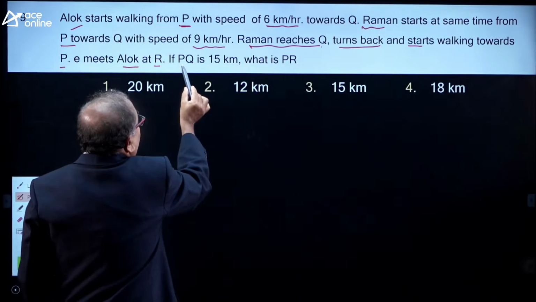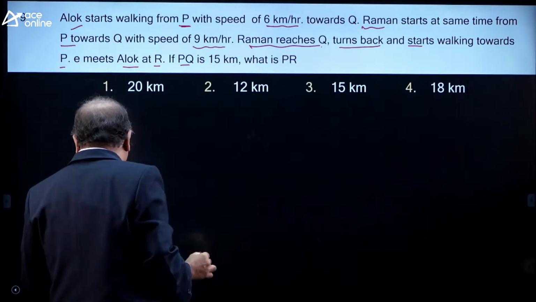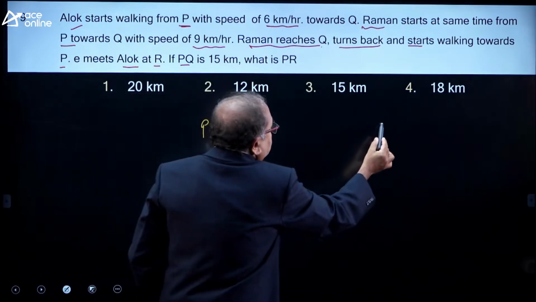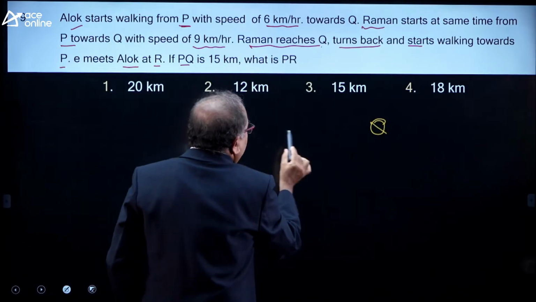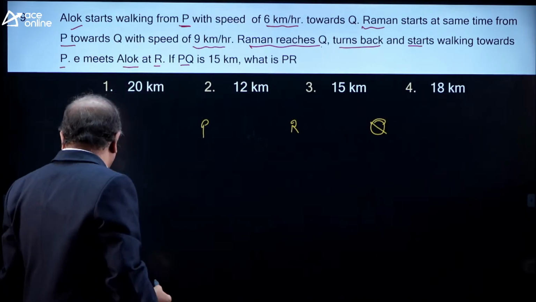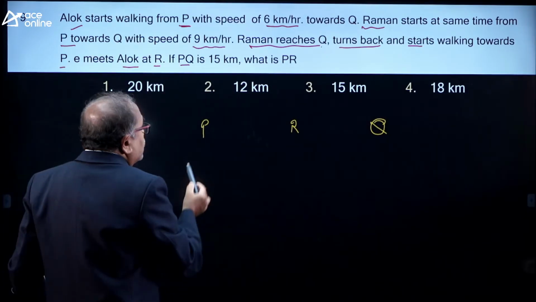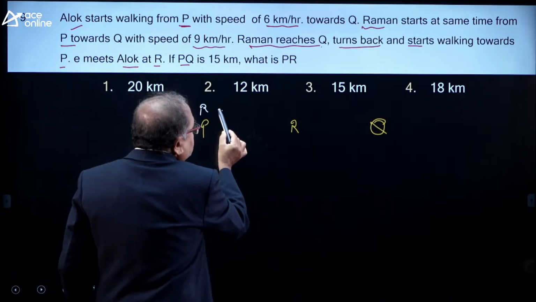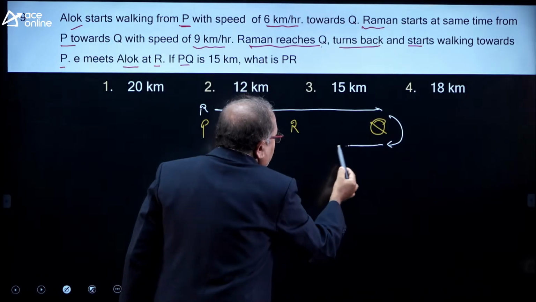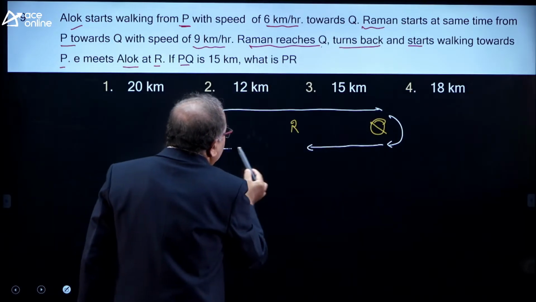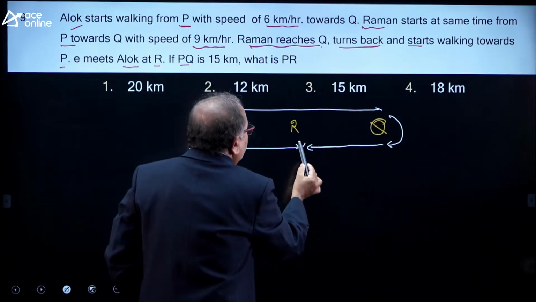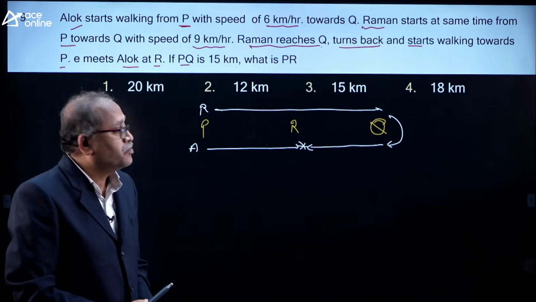Let me ask, what is the distance between P and Q? Now, let me draw the figure here. This is P and this is Q and somewhere this is R. So, what has Raman done? Raman has travelled from P to Q and turned, and he comes back here and meets Alok at point R. This is the meeting point.